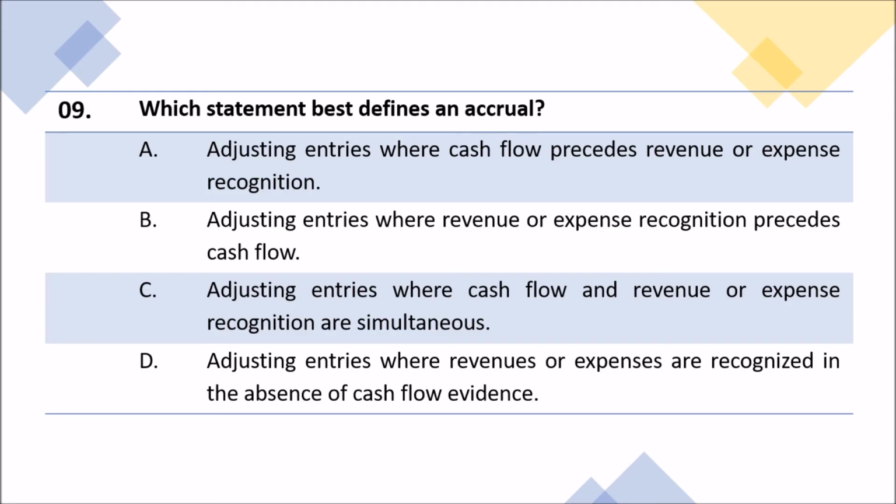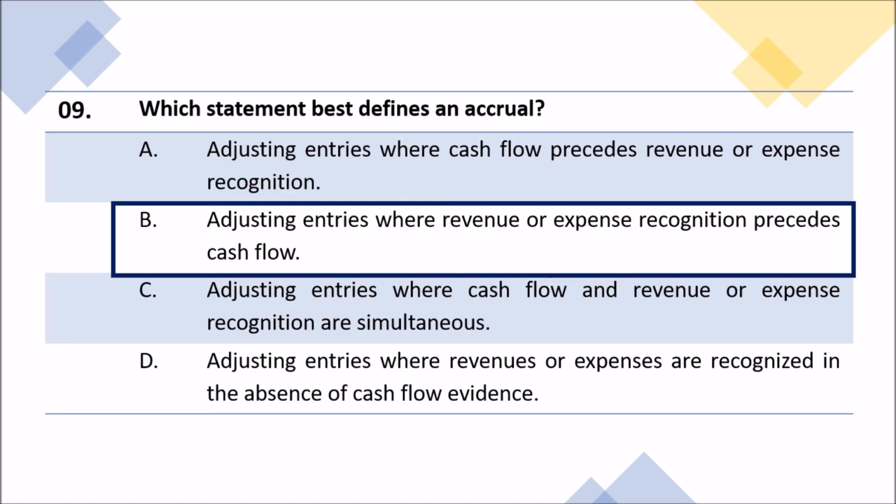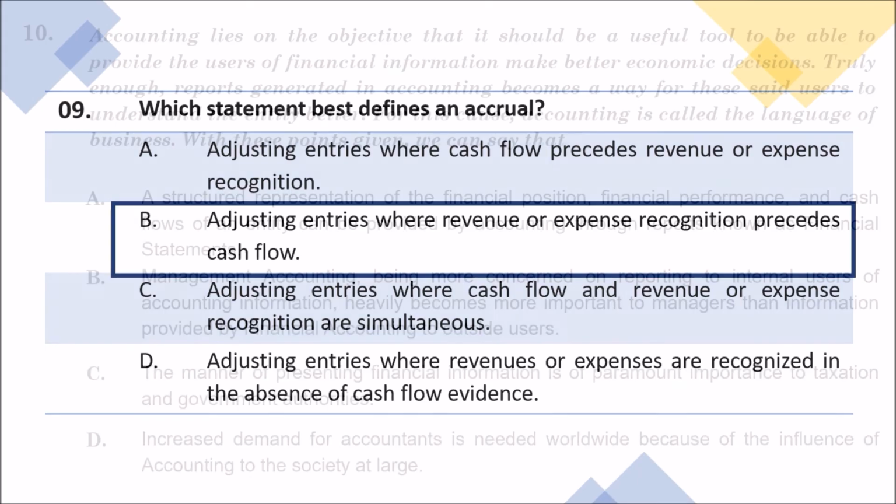The correct answer is B. An accrual is adjusting entries where revenue or expense recognition precedes cash flow. It means that we recognize first the revenue or expense, but we set up an accounts receivable for revenue because we are not yet receiving the cash flow, or we are setting up an accounts payable for the expense recognition. And last question, question number 10.